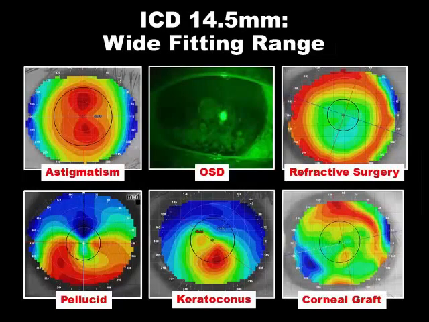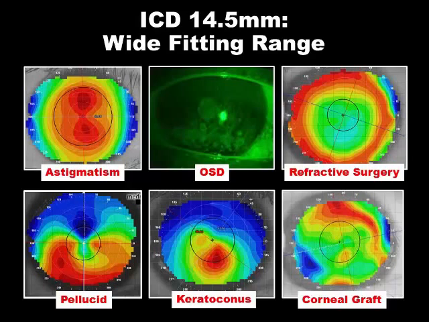Now, the ICD 14.5 has a fairly wide range of patients it can fit, not as wide as the 16.5, but significant enough that you can use it on a large body of patients. So anybody with astigmatism, eyes that are normal shape with ocular surface disease, it's a good choice. Refractive surgery patients tend not to be too tricky in that they don't tend to have high and low points that are asymmetrical in the surface. They tend to be relatively symmetrical, so in a smaller scleral lens they'll usually do just fine.